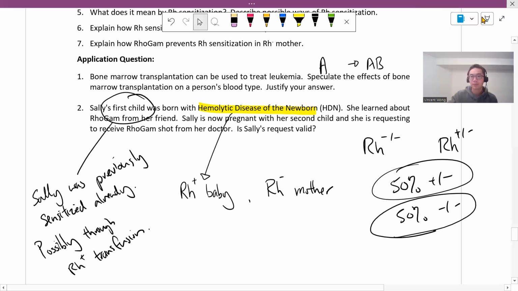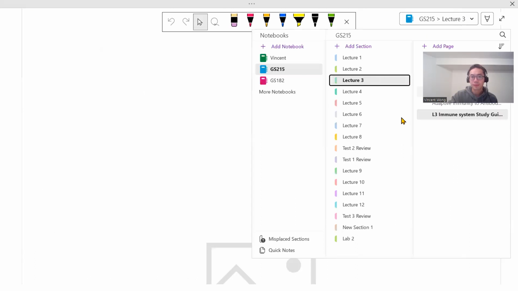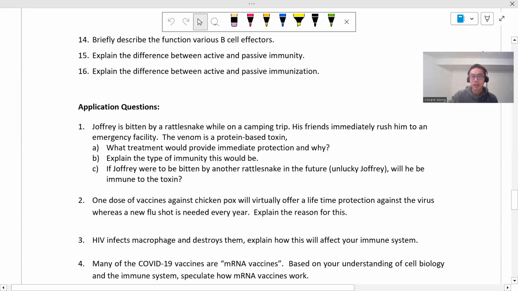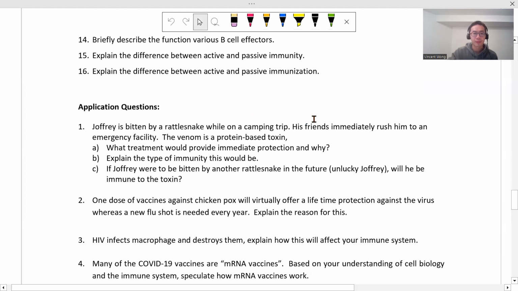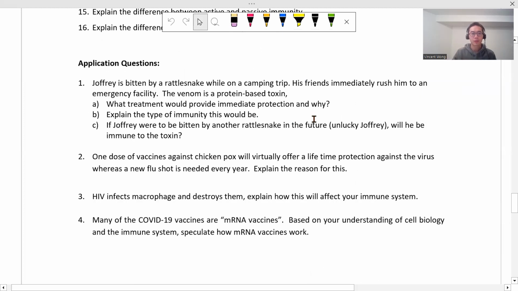Okay, moving on. These are the application questions for lecture 3. At the end of last class, we talked about how we can separate acquired immunity into active or passive.